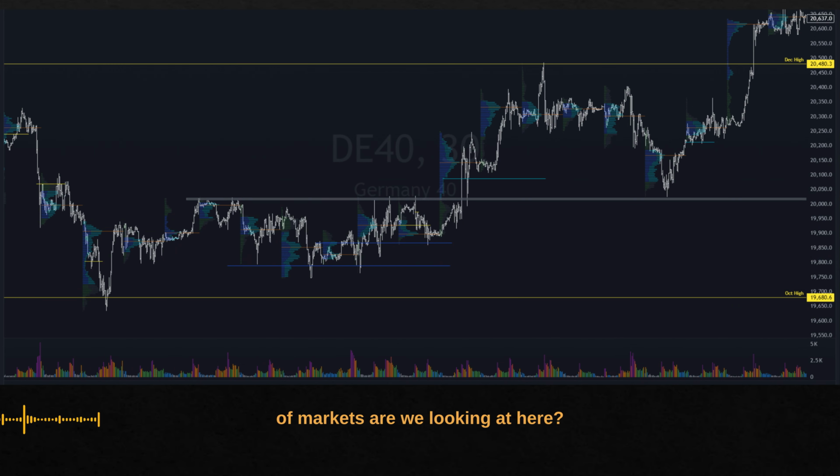What kind of markets are we looking at here? It covers a lot, actually. Stocks, indices, even currencies. Wow. It shows how these ideas work across different markets. It's pretty cool. One that stuck with me was the analysis of the DAX.